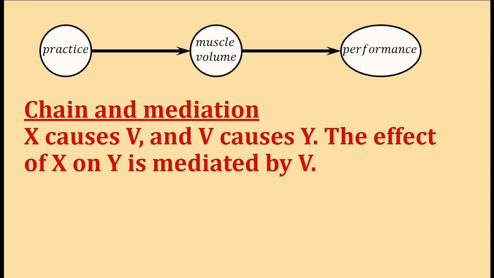Let's see an example. We practice, that creates a change in the volume of muscles, and that is what causes a change in performance. So muscle volume fully mediates the effect of practice on performance. That means that there is nothing else that practice improves that will affect performance.